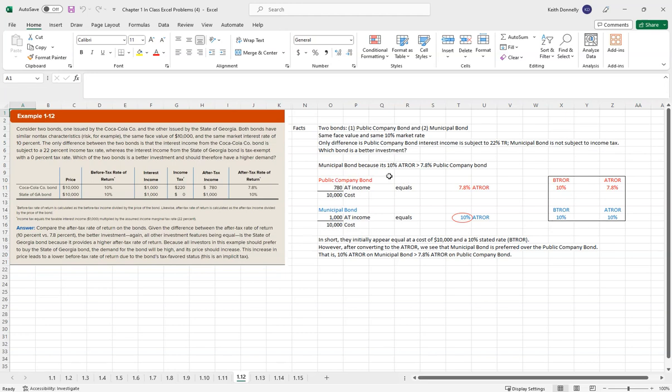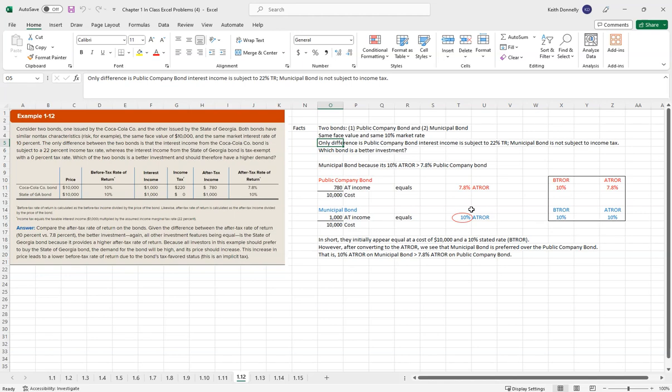So they're giving us some information. They're basically saying you have two bonds, a public company bond and a muni bond. They both have a 10% face value, market rate. The only difference between them is that the income from the public company bond is going to be subject to a marginal tax rate of 22%, whereas the muni bond is not taxable. So which one should you invest in?